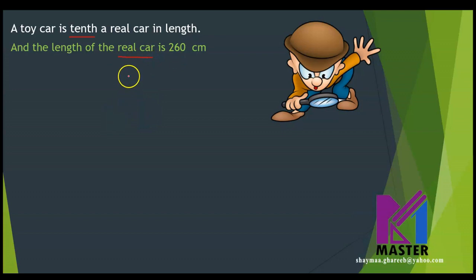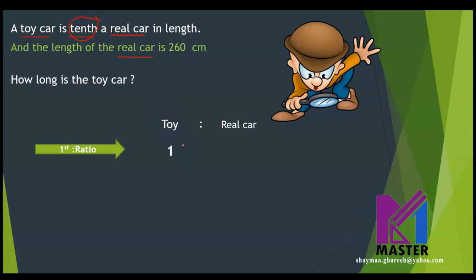So the comparison here is between a toy car and a real car. I will start to write the names in the ratio. I have the toy car to the real car. The ratio of the toy car to the real car is 1/10, which is 1 to 10. And the length of the real car is 260 centimeters. So under the real car, I will write the 260 centimeters, which is the real amount I have.